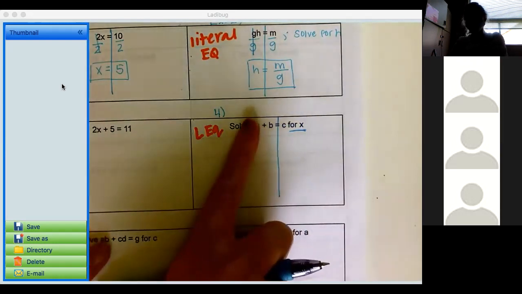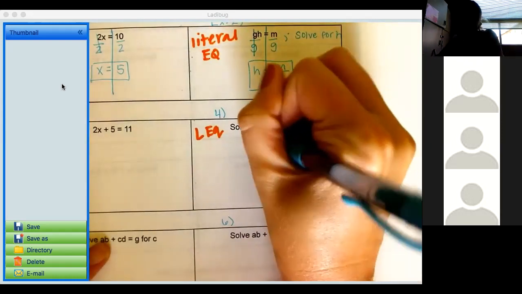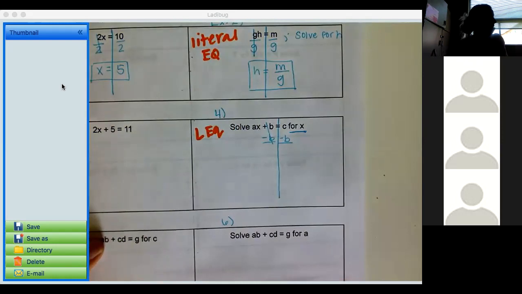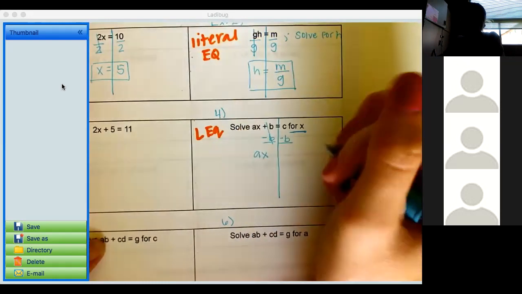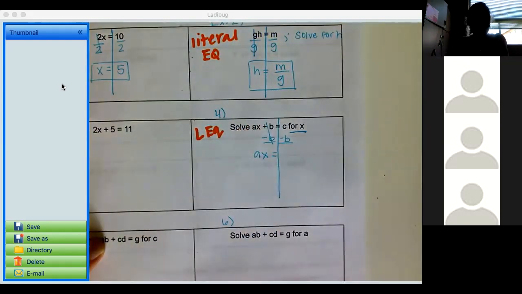What do I need to move first? Good. It says plus B. How do I move plus B? Minus B. And those will cancel to the other side. Does that help, Jordan? You're going to cover whatever you want. All right, so from here, do y'all agree we're left with AX equals, what's left over on the right side?